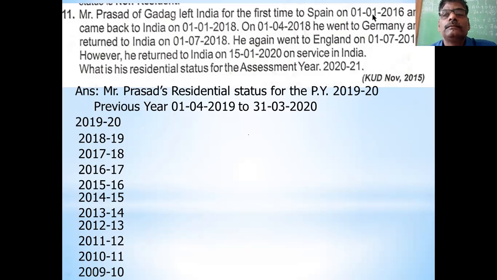Then from the starting you see here 1/1/2006, 1/1/2016 he went to Spain. 1/1/2016 in which year comes? It is 15/16. That means 1/4/2015 to 31st March 2016. In this year, previous year, 1/1/2016 comes in the previous year 15/16. Here is the 15/16. Okay, in this year he went.